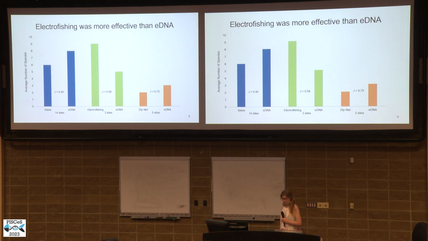My results have shown so far that eDNA is able to detect more species than both seining and dip netting. However, electrofishing was able to detect more species than eDNA. One thing to keep in mind here, though, is electrofishing took about 3 to 4 hours per site, and collection and filtration of eDNA water samples took about 40 minutes per site. So if I spent more time filtering more water, then this result may look different.